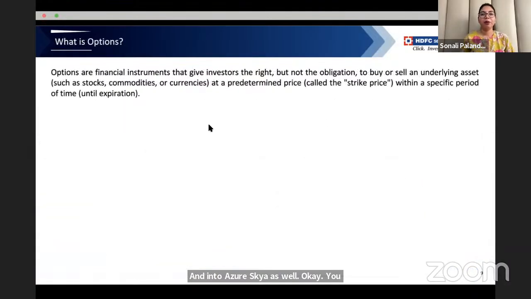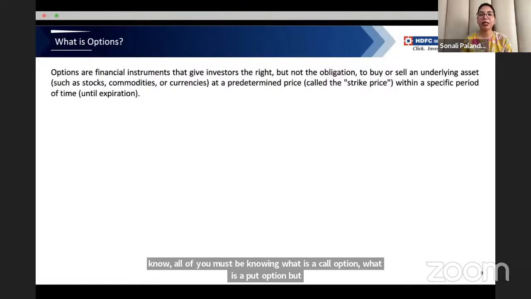Now we have briefly covered futures, and now we are going towards options. Okay, so what is the basic meaning of options? Till now, there is a lot of retail participation in options trading, but all of you must be knowing what is a call option, what is a put option. But beyond that, we need a deeper understanding of this.